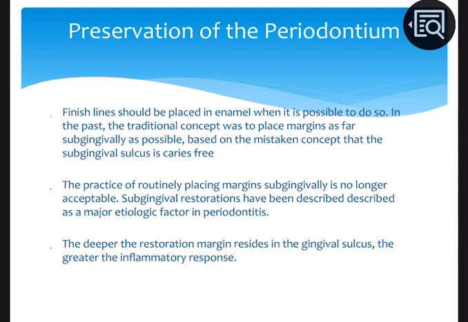The deeper the restoration margin resides in the gingival sulcus, the greater the inflammatory response. So to summarize, there are a lot of benefits for the supragingival finish line. Number one, it is very easy for the dentist to make. It is very easy for the patient to keep clean, and it is very easy to examine in future follow-up visits. So now in our daily practice, we make the finish line supragingival or equigingival. That is good for the patient, and that is also good for periodontal health.